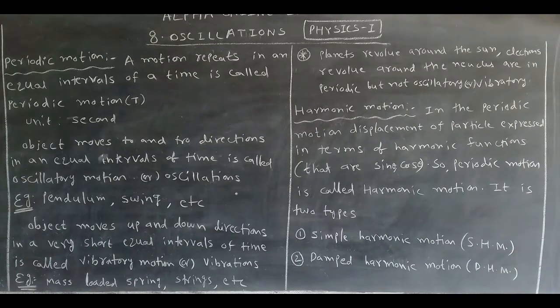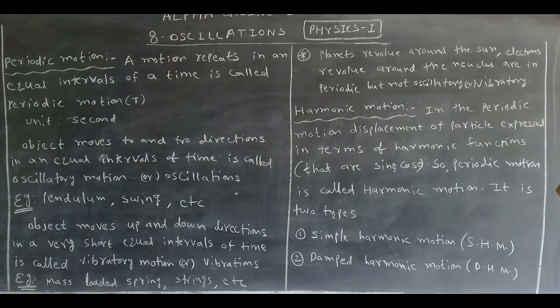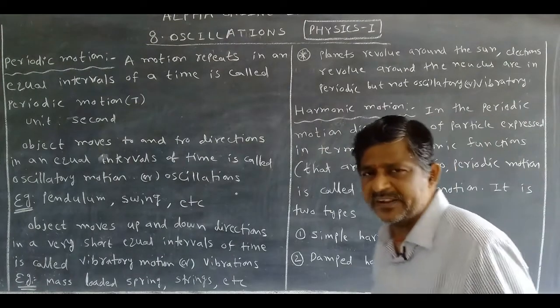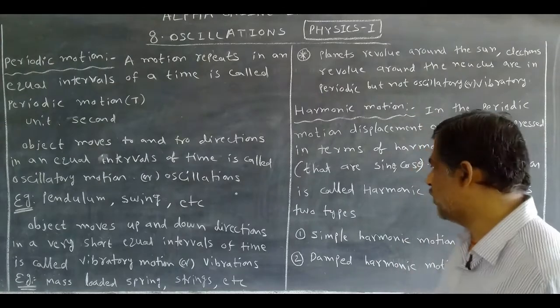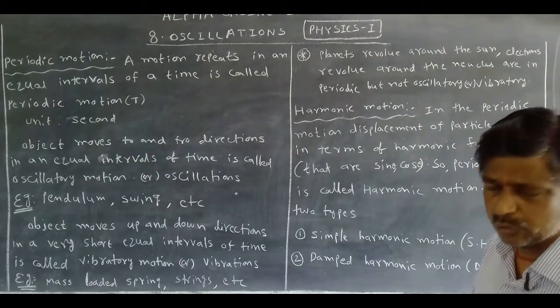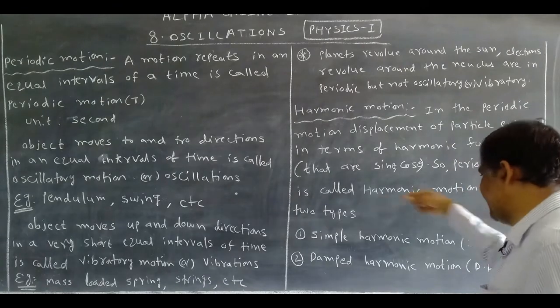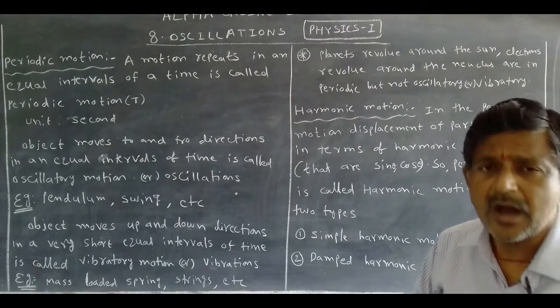Why is periodic motion called harmonic motion? In periodic motion, the displacement of the particle is expressed as either sin or cos. That's why it is called harmonic motion. This harmonic motion is of two types. One is called simple harmonic motion.